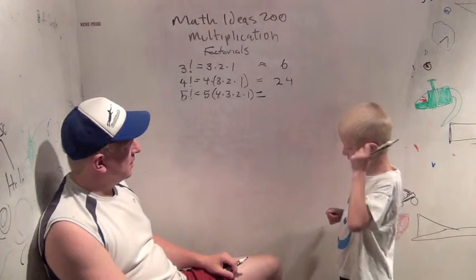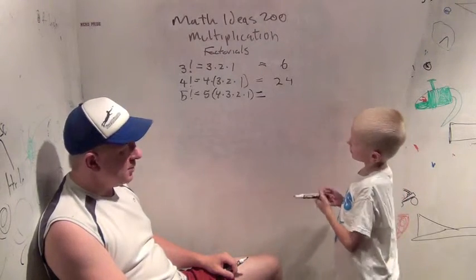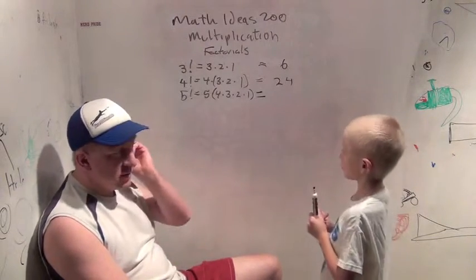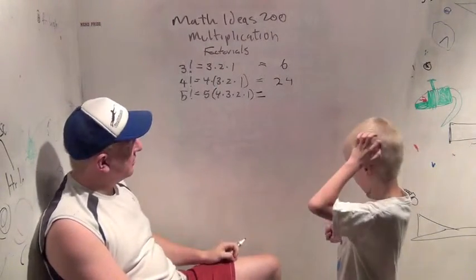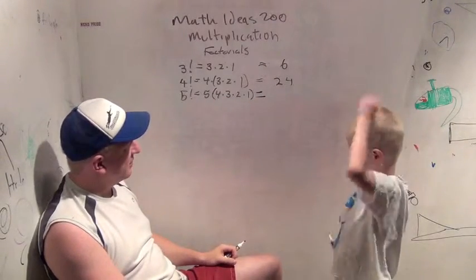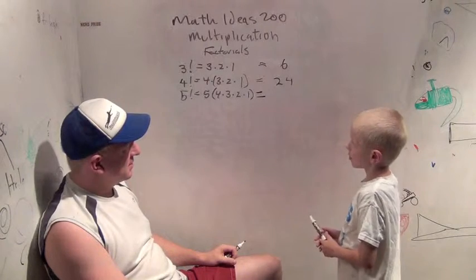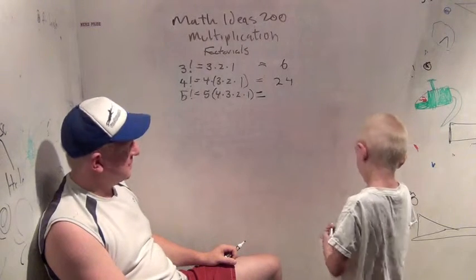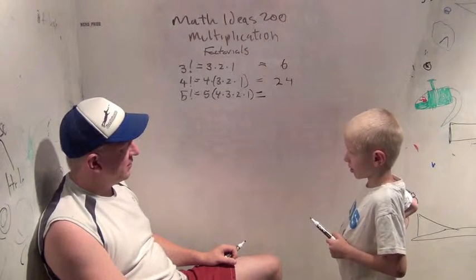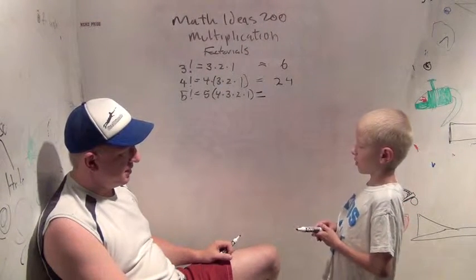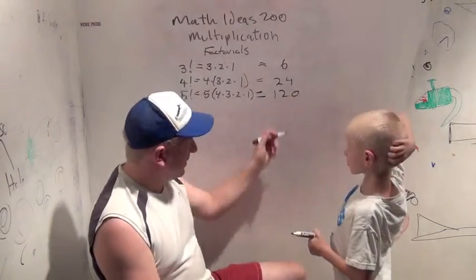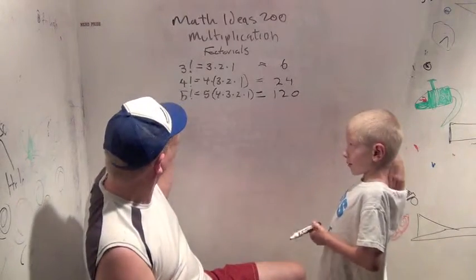Do you know what 5 times 25 is? 5 times 25 is 125. Right, so we just need to take away 5 from 125, and what do you get? 125 minus 5 is? 120. 120, good job. Okay, you see how big these get? They get big really fast. Let's just do one more.